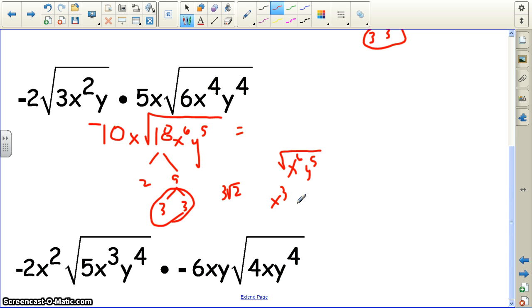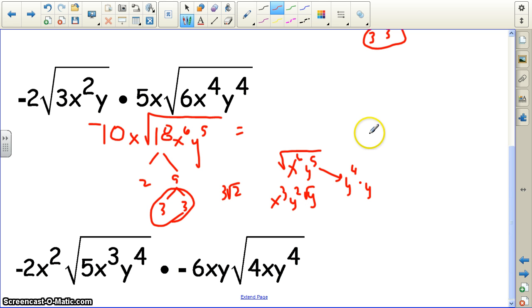Remember in class talking about we just divide that. That y to the 5th, I'm going to think of this y to the 5th as y to the 4th times y. I can take the square root of y to the 4th. That's y squared times the square root of that y left over.